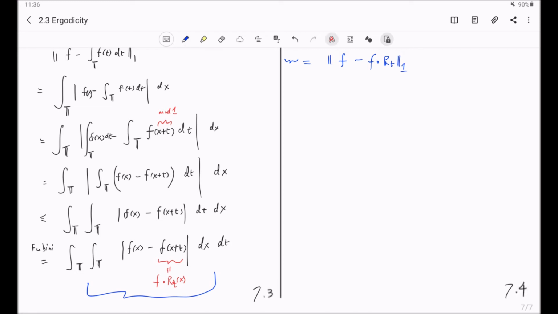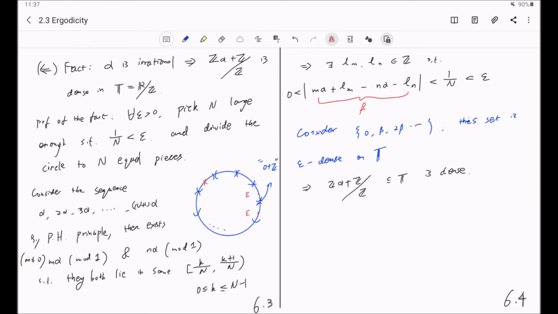Now, if you can somehow show that this is very small, then this whole integral will be small, because the measure of the circle is just 1. So if you have a bound for the inner integral, you have the bound for the whole thing. So why is this absolutely small? Now it is time for us to use this fact that we proved at the beginning.